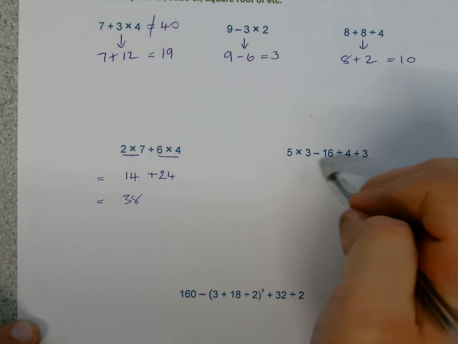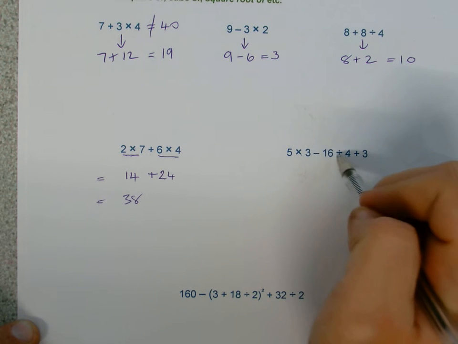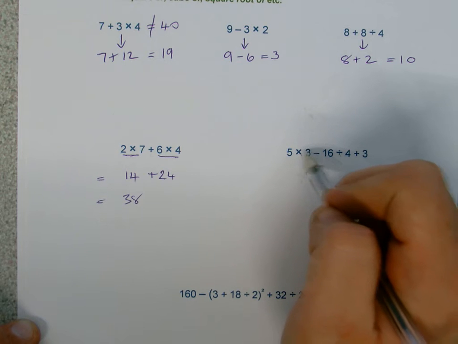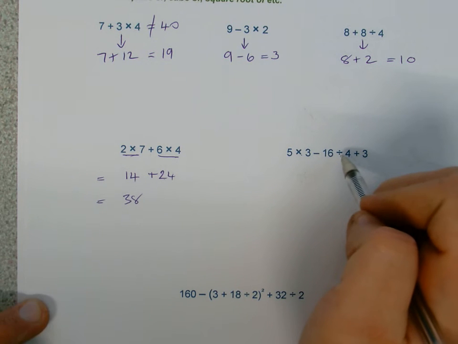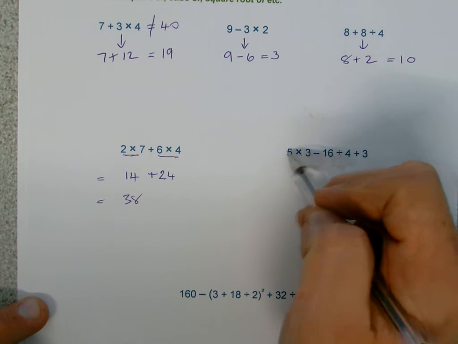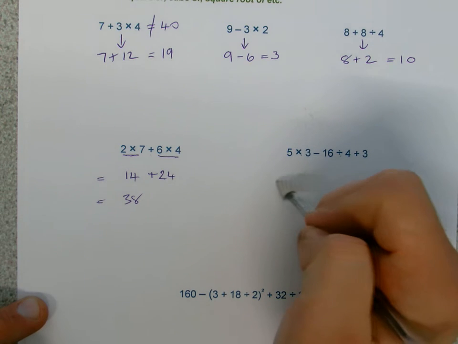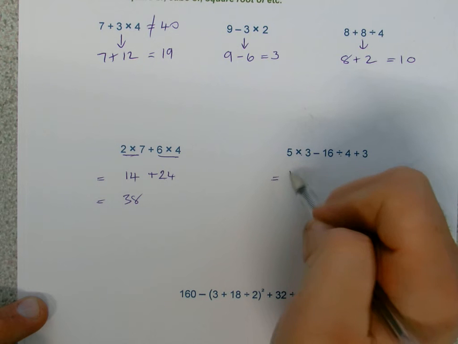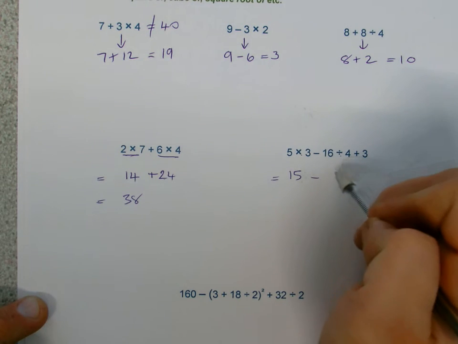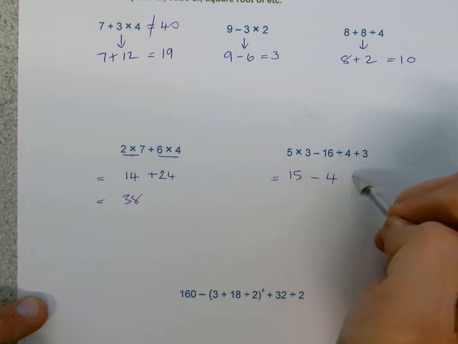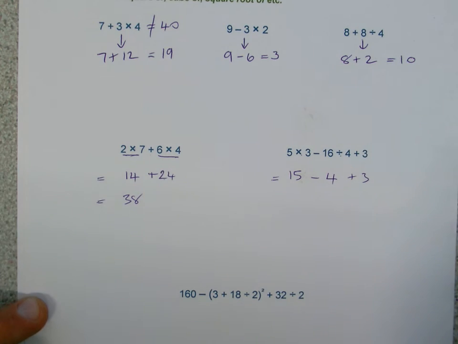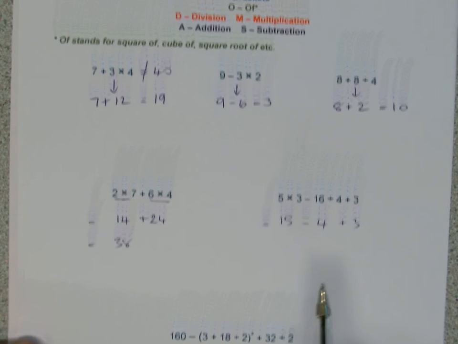On to this one, you notice you've got a multiply and divide, and you've got a subtract and add. Multiply and divide come first in BODMAS. It doesn't matter what order you do multiply and divide in, just go left to right. So 5 times 3 is 15, take away 16 divided by 4 is 4, and then add 3. I've worked out the multiplication and the division, and you're left with this.